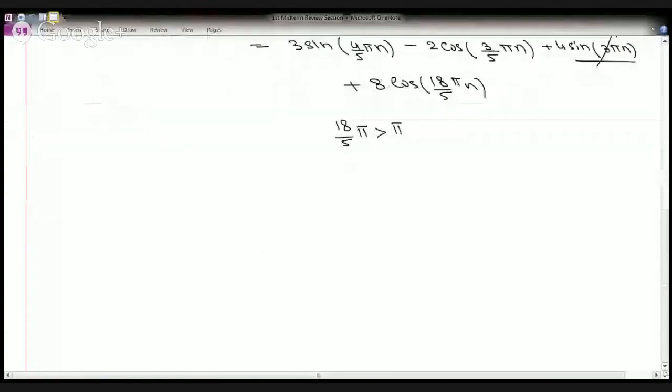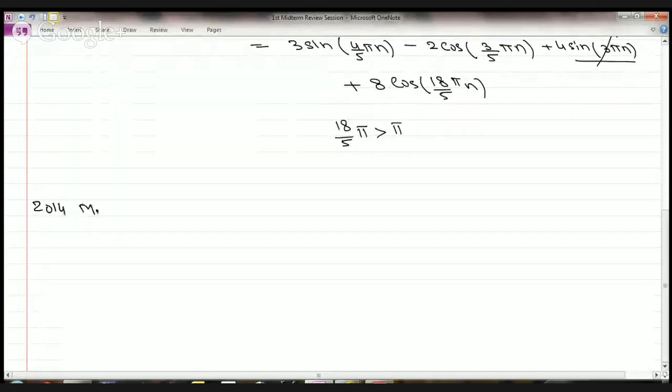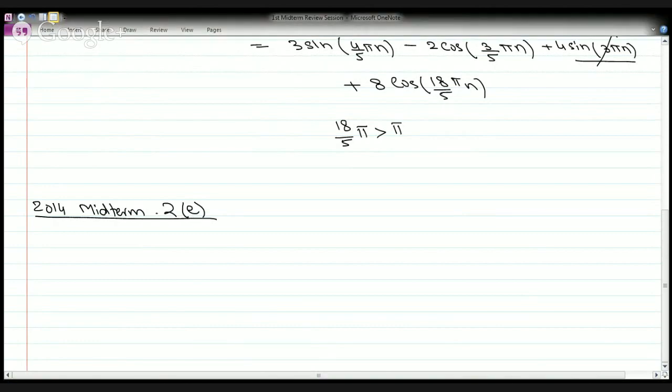Okay, so let's go to the screen. This is the 2014 midterm, and the problem is 2E. Now, if during the discussion you get confused, feel free to pose that as a follow-up question. I'll be happy to take it up, okay?